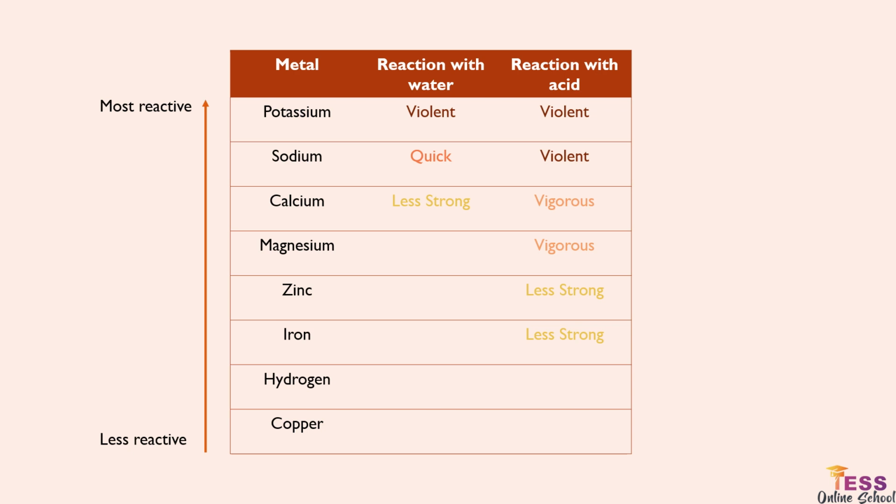Understanding reactivity and its relation to how metals react with either water or acids is really crucial. We know that the most reactive metals are towards the top of the series, like potassium, which reacts very violently with water and acid, and the reactions with either become less and less violent as you go down the reactivity series.